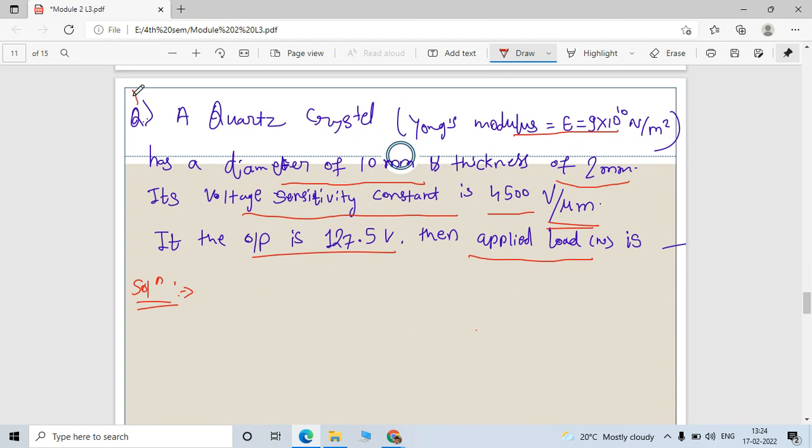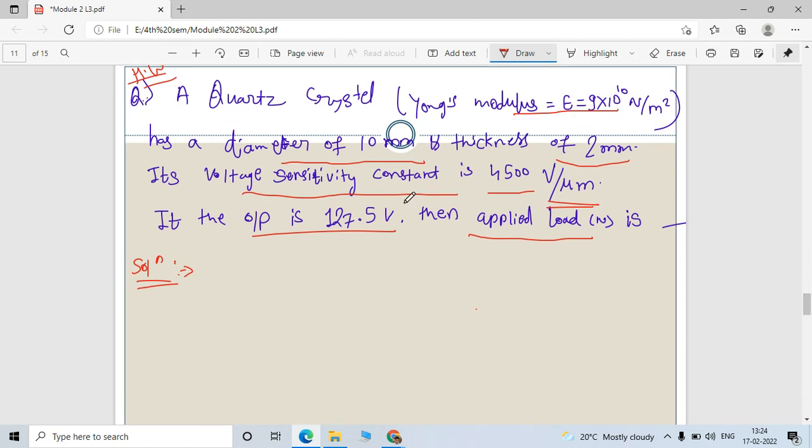So take this question as your homework, and try to find out the applied voltage for this. We will discuss it in the next lecture. Thank you guys.